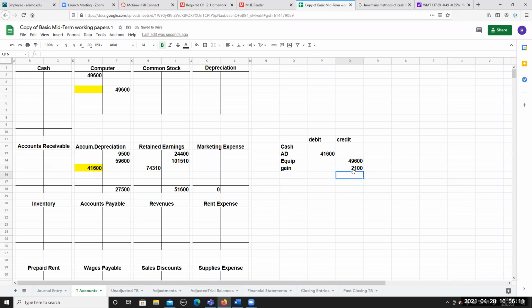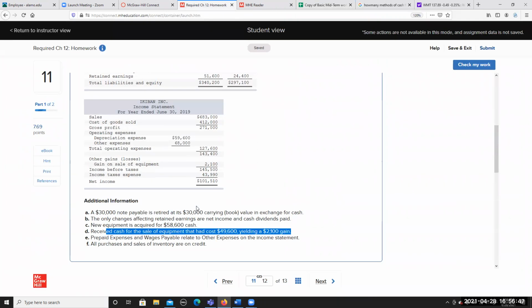So 49, 50, 51. So 51,700 credits. So they have to add up to this. So 51.7 minus 41.6. So that means the cash you got was 10,100. So if you would have got this much cash, accumulated depreciation, you're getting rid of the equipment, and your gain, and then they'll add up, right? So this is equal to this plus this. So 51.7, now the debits and credits match. So on our problem, the cash came in from the sale of the equipment.